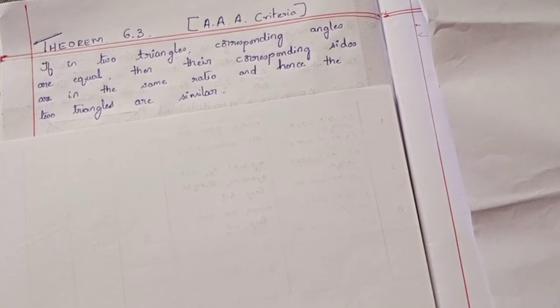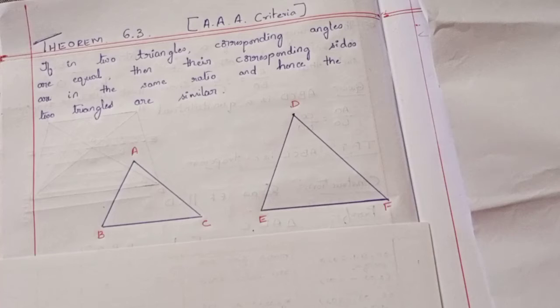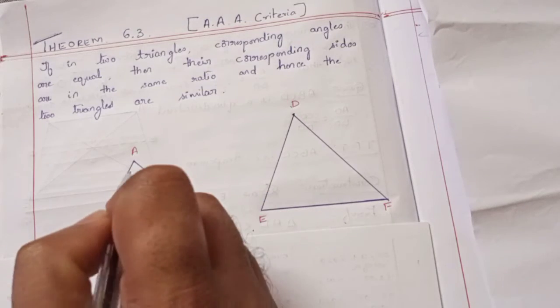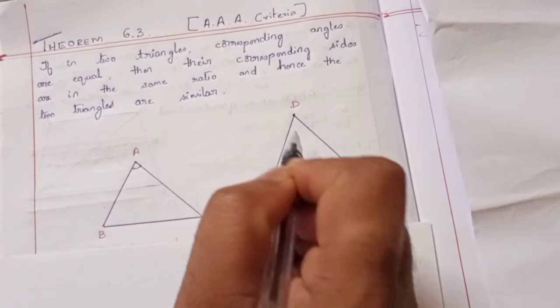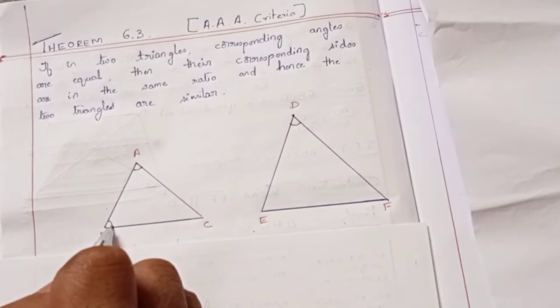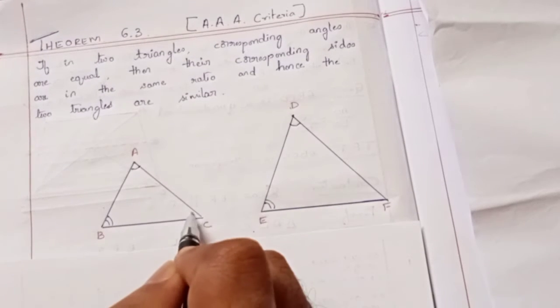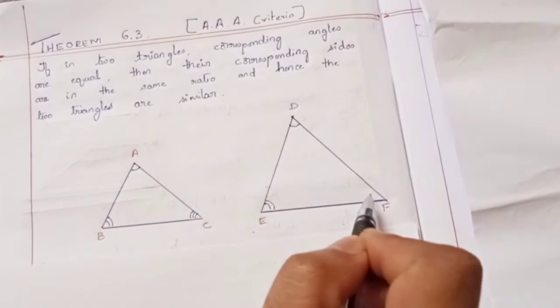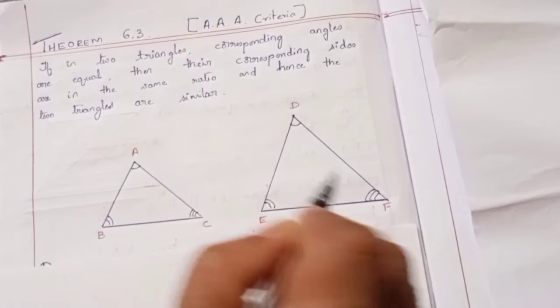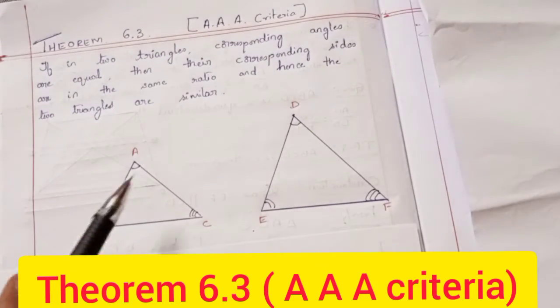So with respect to the statement, I've drawn two triangles. One triangle I've given the name ABC, the other triangle I've given the name DEF. What they are saying is corresponding angles are equal. So angle A is equal to angle D. Angle B is equal to angle E. And angle C is equal to angle F. So the first part of the statement, I hope that you have understood with respect to the figure.